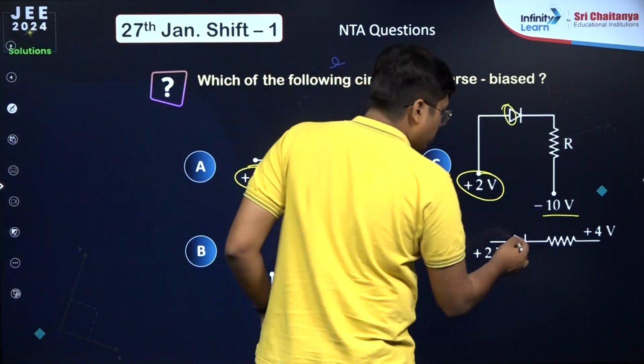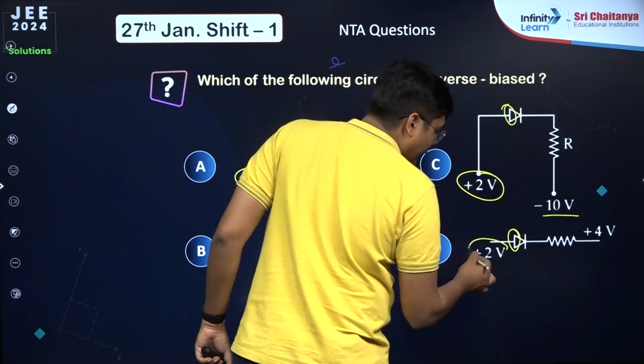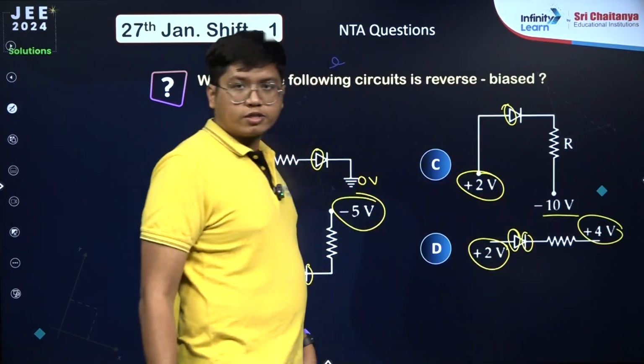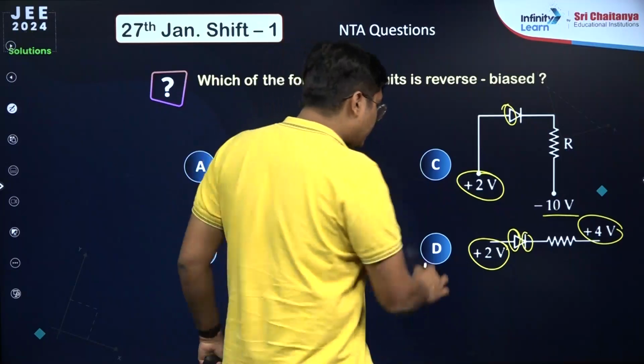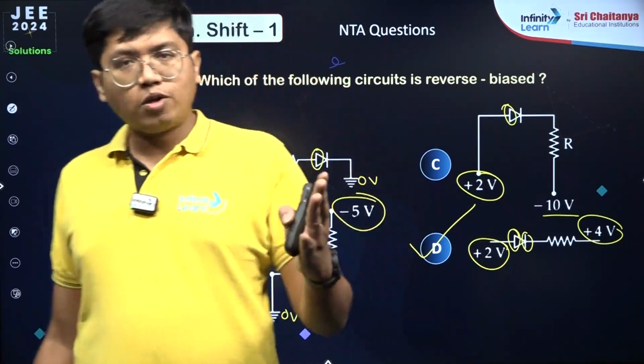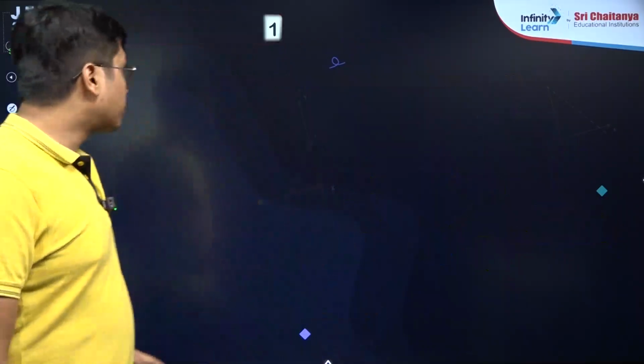But in this case you see the P side is connected to the lower voltage. N side is connected to the higher voltage. So this is the case where you will have the reverse bias, because P side is connected to the lower voltage. Let's move to the next question.